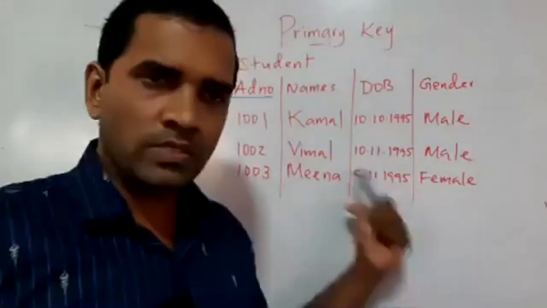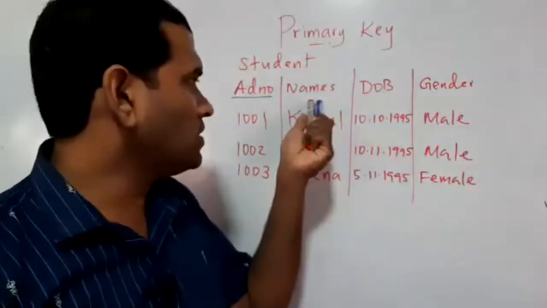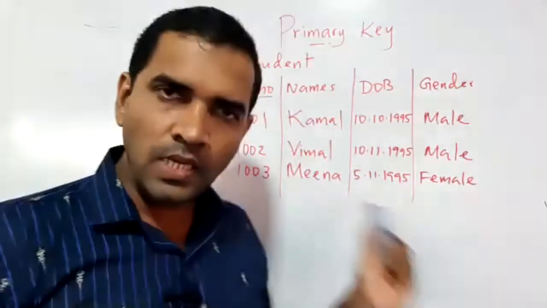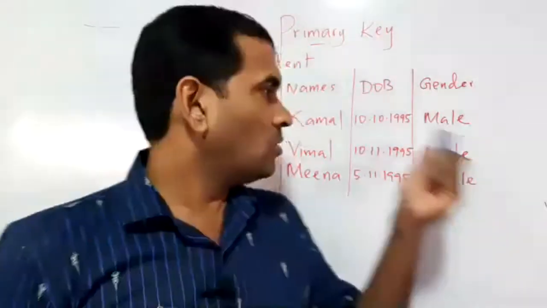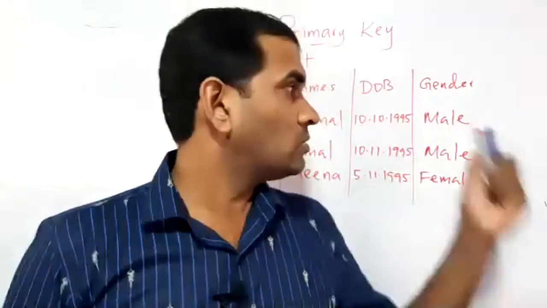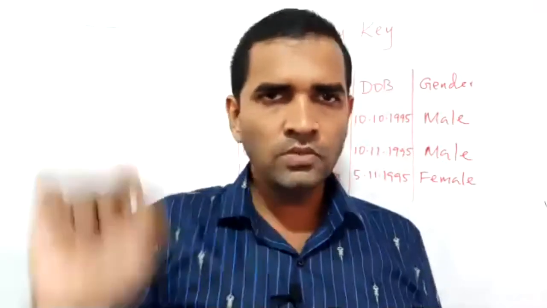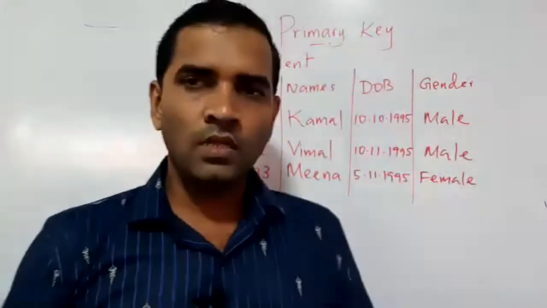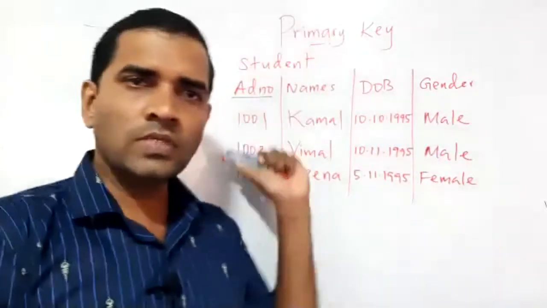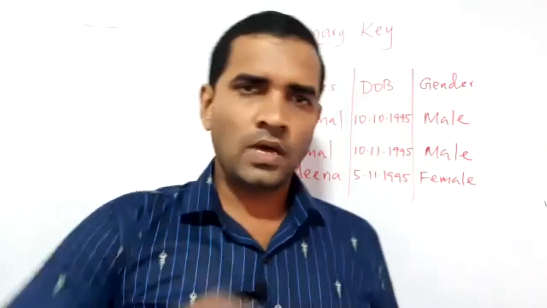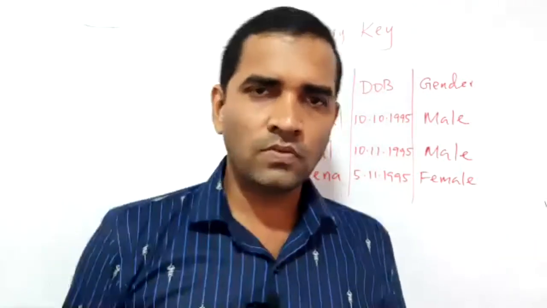The first one I already explained. What is it? See, in this example, you didn't select names as primary key. Also, you didn't select date of birth or gender. What's the reason? Ask yourself, why didn't you select these 3 fields? You avoided such fields and you selected only admission number. So ask yourself why did we select only admission number? There is an answer. What is it?